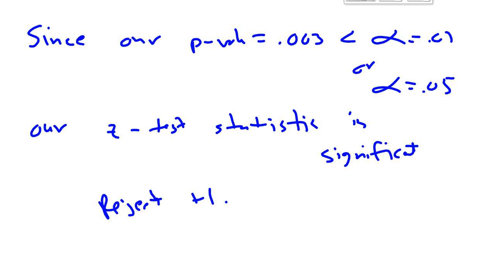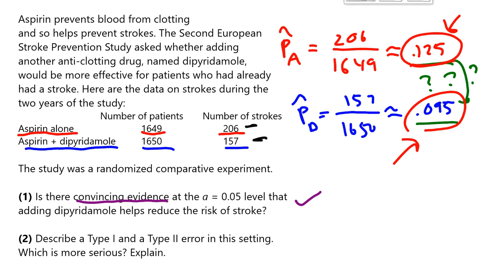H0 in this case. And that leads us to believe that this new drug that we're adding, let's remind ourselves, here it is, dipyridamole, this drug right here, did lead to a substantial reduction in the number of strokes. That this difference in proportions here we were wondering about at the beginning is a dramatic difference. So there you are. There you have it. That's the 2-proportion z-test.